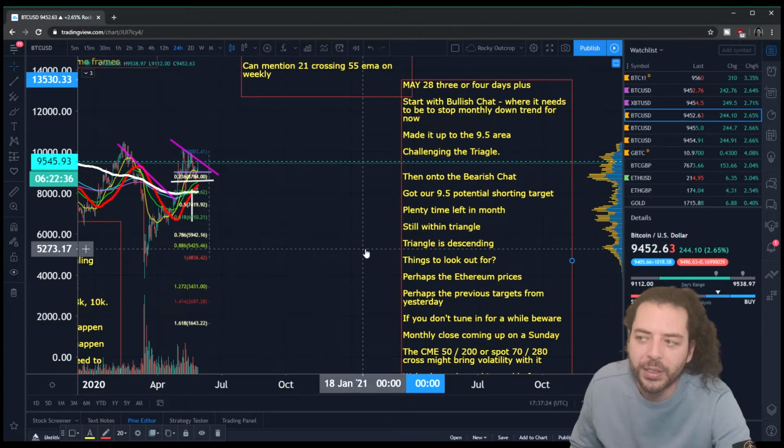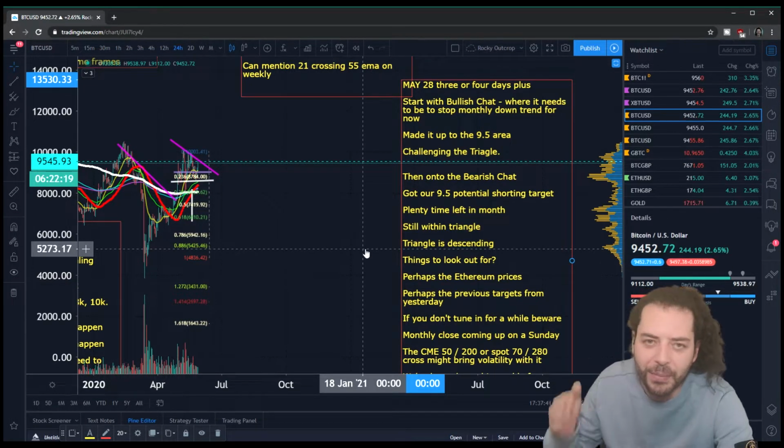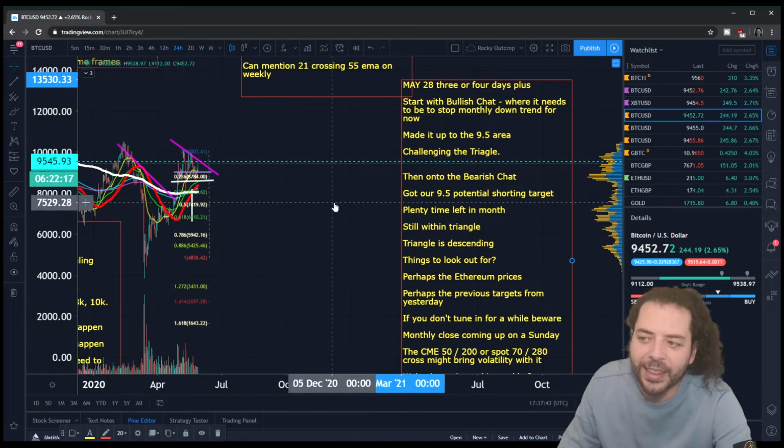Where it needs to be to stop the monthly downtrend will be the first thing we look at, and we'll acknowledge that it's made it up to the 9.5 area, which is a good start. We'll acknowledge as well that we're challenging that triangle. We've come up and tested it in a sense, and that's all right, and then we'll come back to this again and look at the bearish chat.